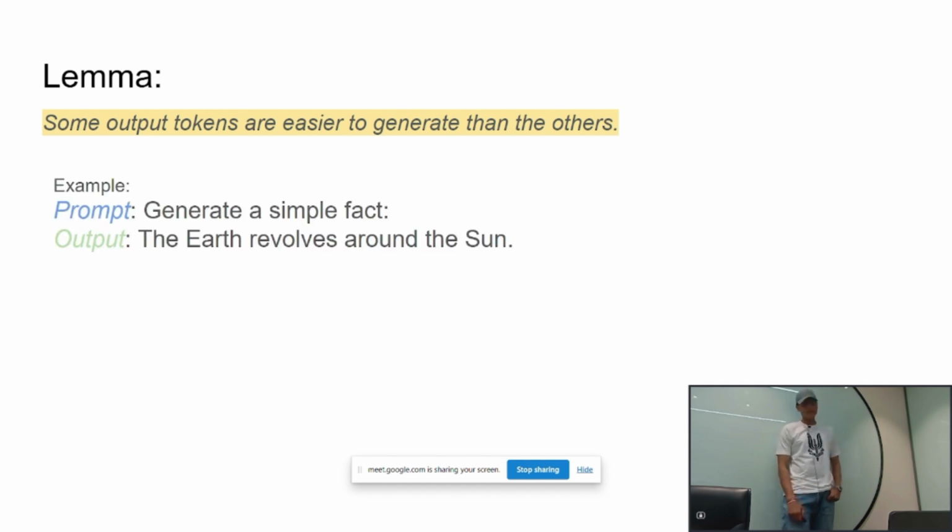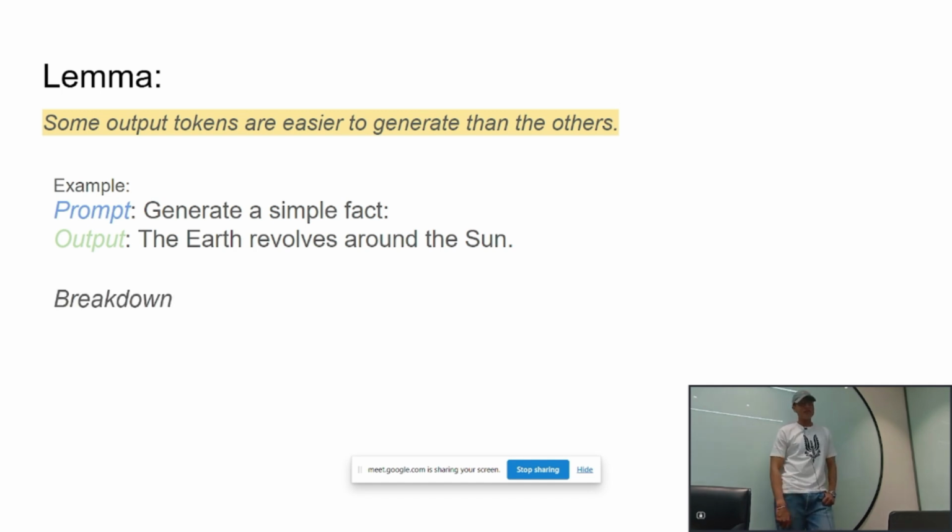Let's start with a very simple example. We give our model a prompt, which is "generate a simple fact." It gives us an output: "The earth revolves around the sun." How many of you believe that this is true? I think no one in the online audience believes that it's true. Okay, everyone believes that this is a true fact. So indeed it's a true fact.